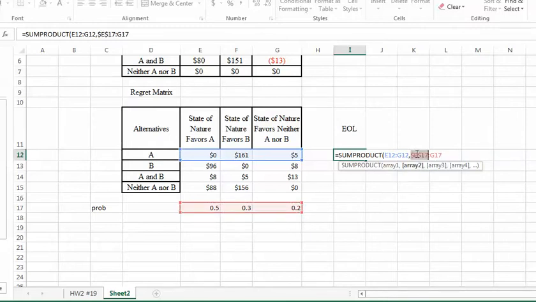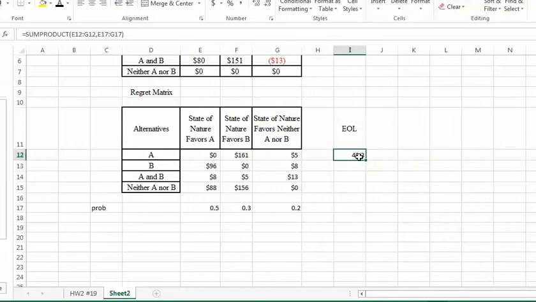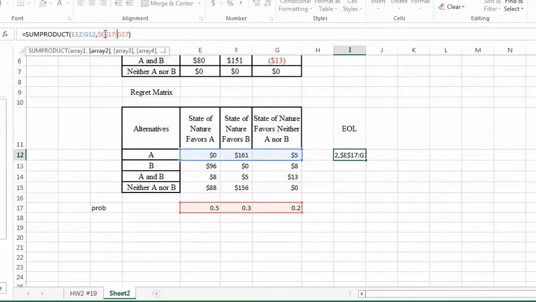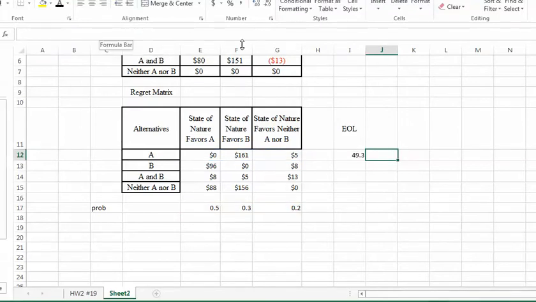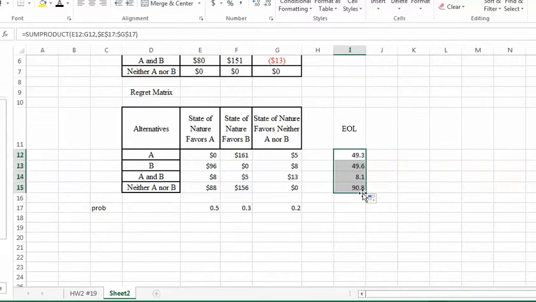Do my F4 and F4. What is it doing? Okay, let's put these in and then add. I'm going to add in my, okay, it liked it that time. Okay, so my expected opportunity loss, I can just slide down now, and there it is.